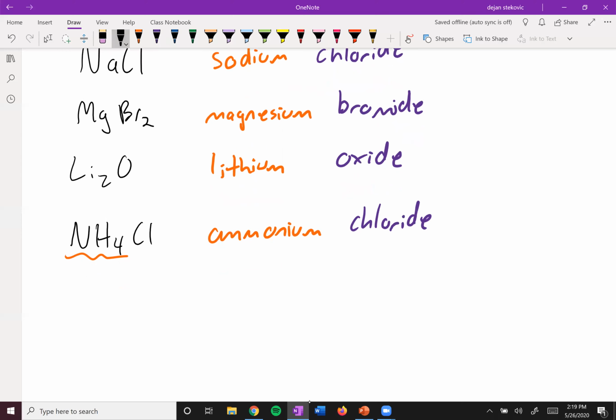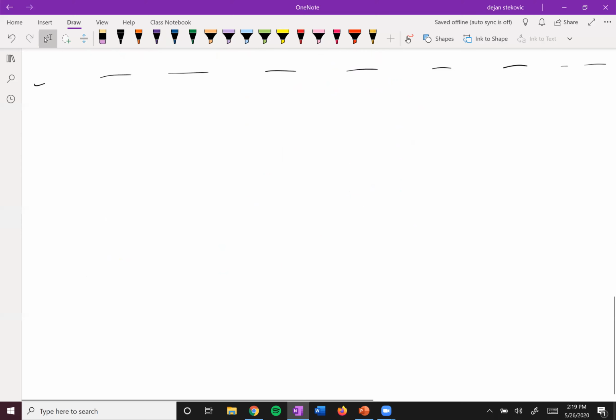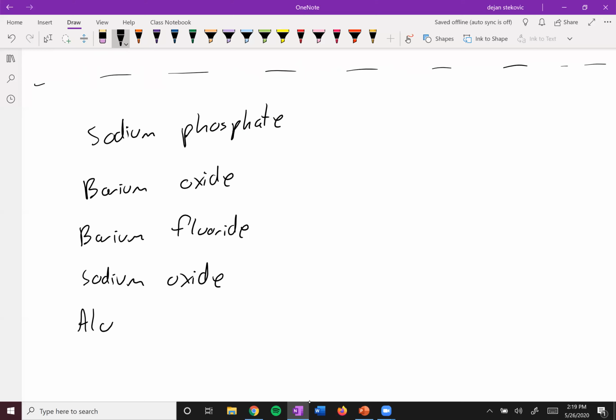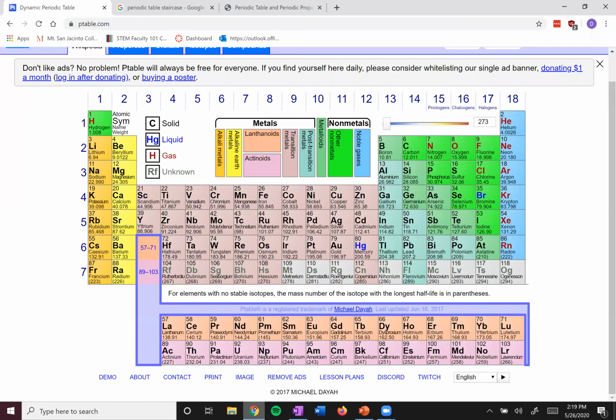Let's do some examples the reverse way. So let's see: sodium phosphate, barium oxide, barium fluoride, sodium oxide, and then aluminum oxide. Let's figure out what each one of these are. If you know this, go ahead, pause the video and work through this. Let's work through this one ourselves, and then everybody can pause the video.